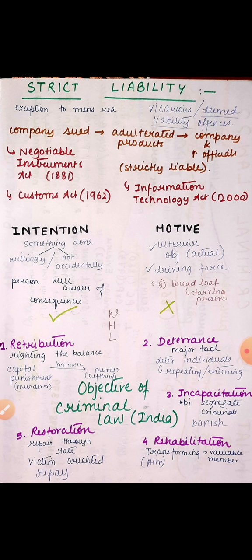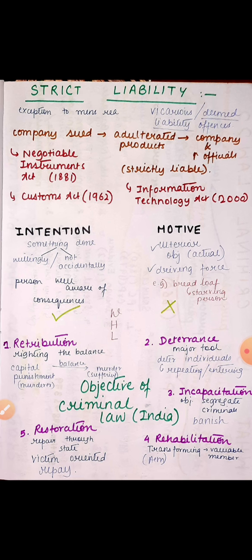The victim gets back the amount of money that was stolen from him or her. When the money was stolen, the victim suffered a loss, but now the wrongdoer has to repay the victim. That's how justice is restored in society. So that's the last objective of criminal law in India.